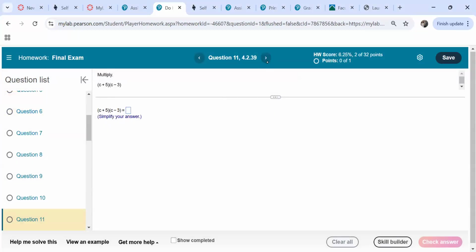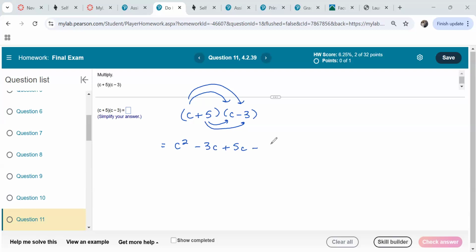Now multiplying, this is where we did the FOIL. So I go c times c is c squared, c times -3, which is -3c, 5 times c, which is 5c, and 5 times -3, which is -15. And I just want to go back and simplify by combining like terms. So -3c plus 5c is just 2c. So we get c squared plus 2c minus 15.